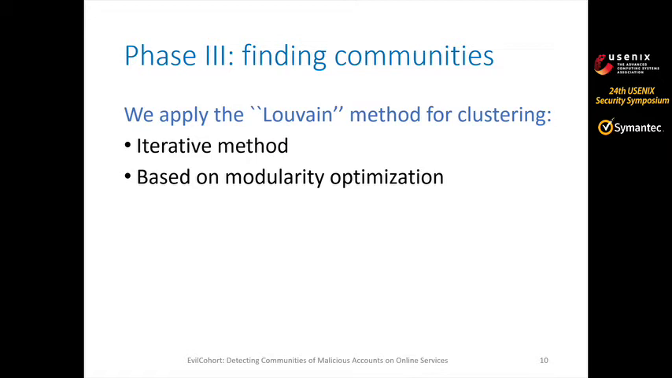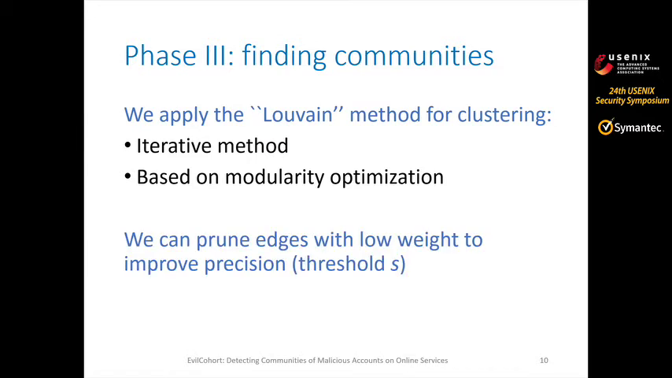Of course, if you imagine there are legitimate cases in which 2 accounts will share the same IP address, for example, if they are behind the NAT, and so on. So the way we can prune false positives is by basically removing edges that have a low weight. And we can tune this threshold, which we call S, to basically tune false positives as low as we want.